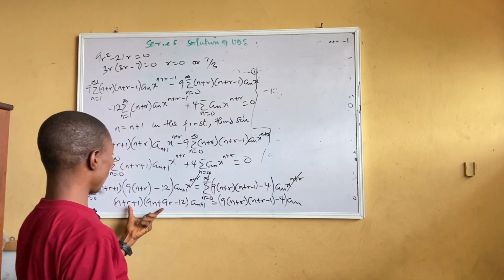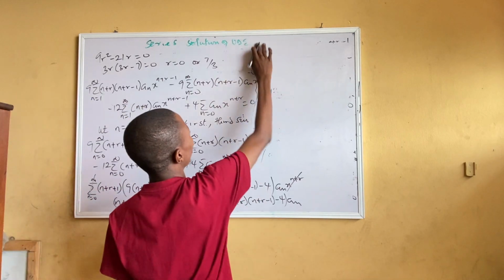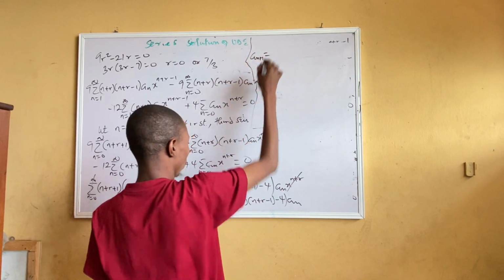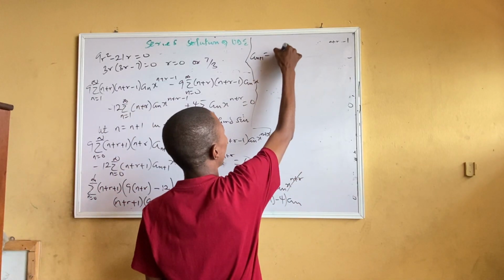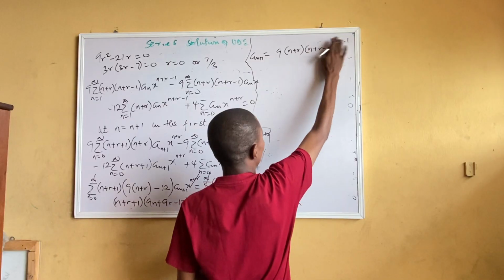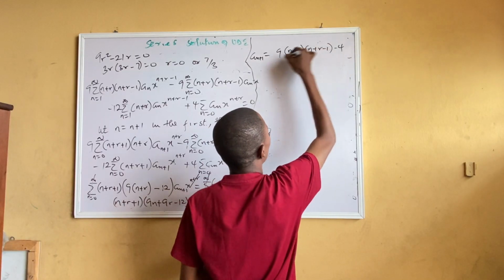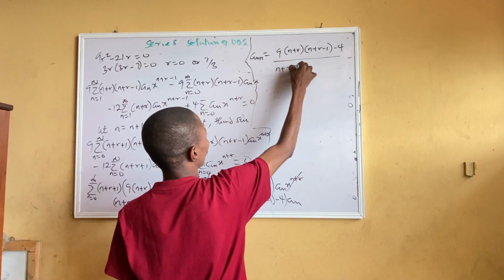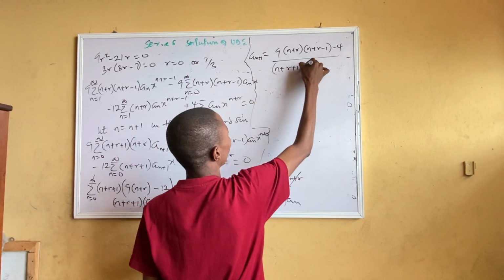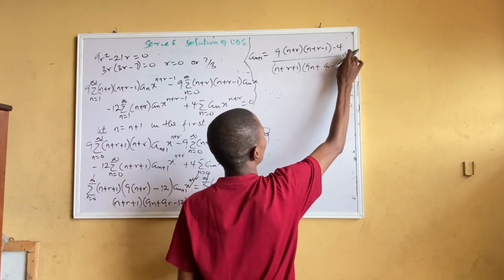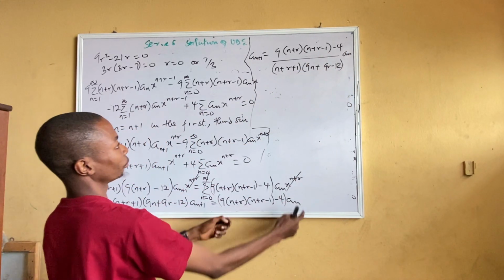You divide both sides by everything here. Now you are going to have your a_{n+1} as what? a_{n+1} equals 9(n+r-1) minus 4 all over (n+r+1)(9n+9r-12) of a_n, because a_n is there.